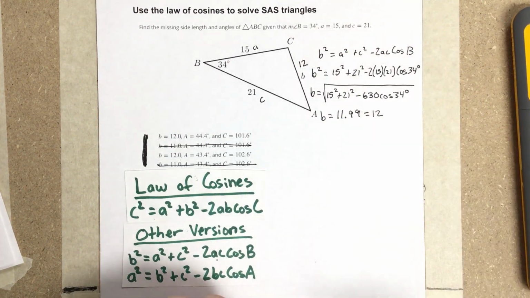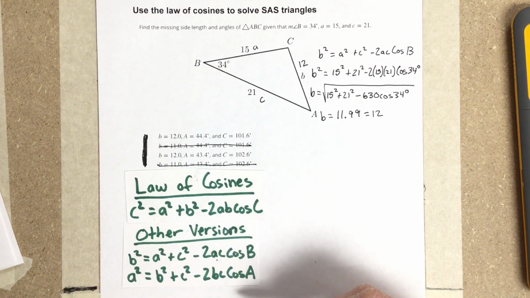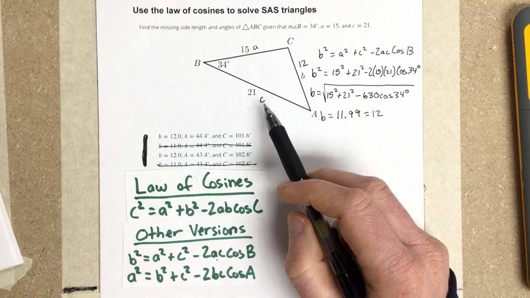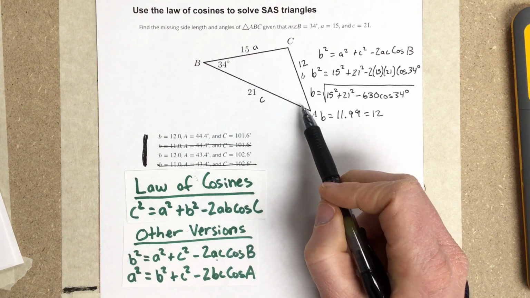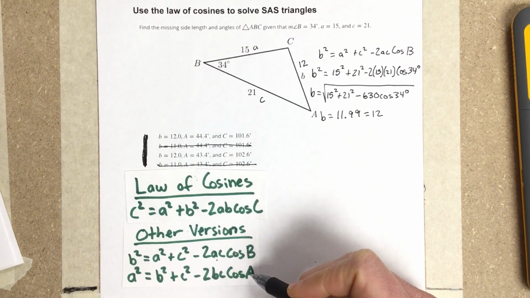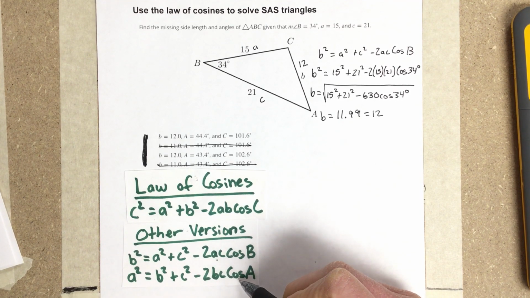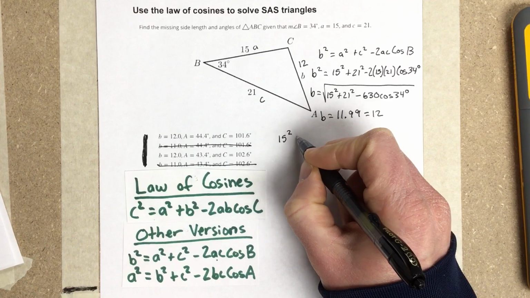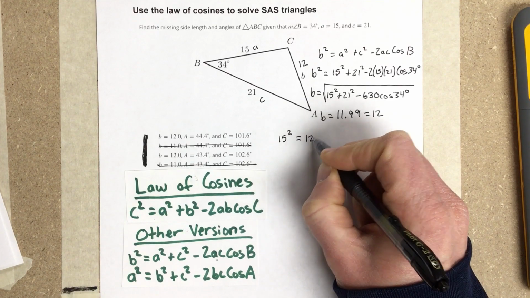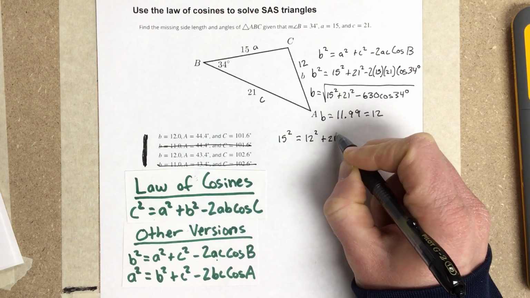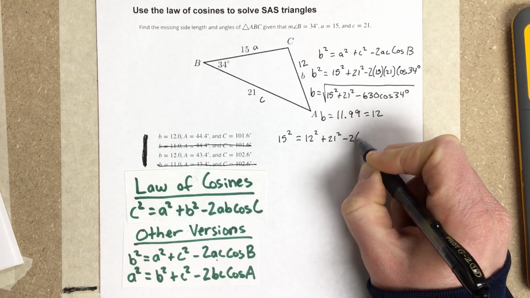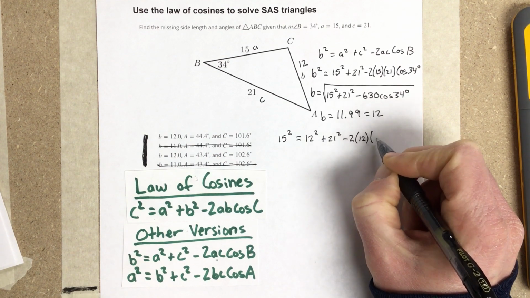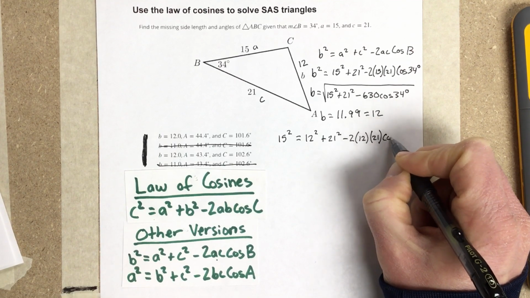Let's write that in here. Now, we want to find the other angles. So to find the other angles, let's use the law of cosines again. Now we have all the sides, so we can use any of these law of cosines to figure this out. So let's go ahead and find angle A first. If we're going to find angle A, we're going to use a squared equals b squared plus c squared minus 2bc cosine a. So a squared, which is 15 squared, is equal to b squared, which is 12 squared, plus c squared, which is 21 squared, minus 2 times b, which is 12, times c, which is 21, and we have cosine a here.